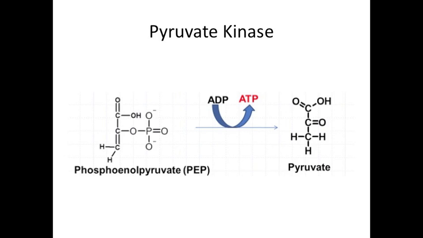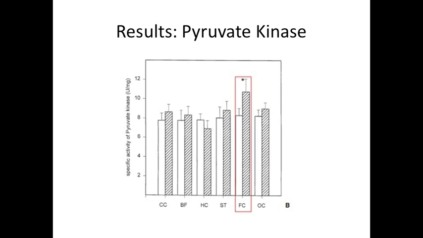The next enzyme we're going to look at is pyruvate kinase. Pyruvate kinase catalyzes the final step in glycolysis, converting PEP to pyruvate. There was a significant increase in pyruvate kinase activity in the frontal cortex, shown by the bars outlined in red. The increase in pyruvate kinase may serve to counteract the decreased glucose, thus allowing more of the limited glucose to be metabolized at one time.